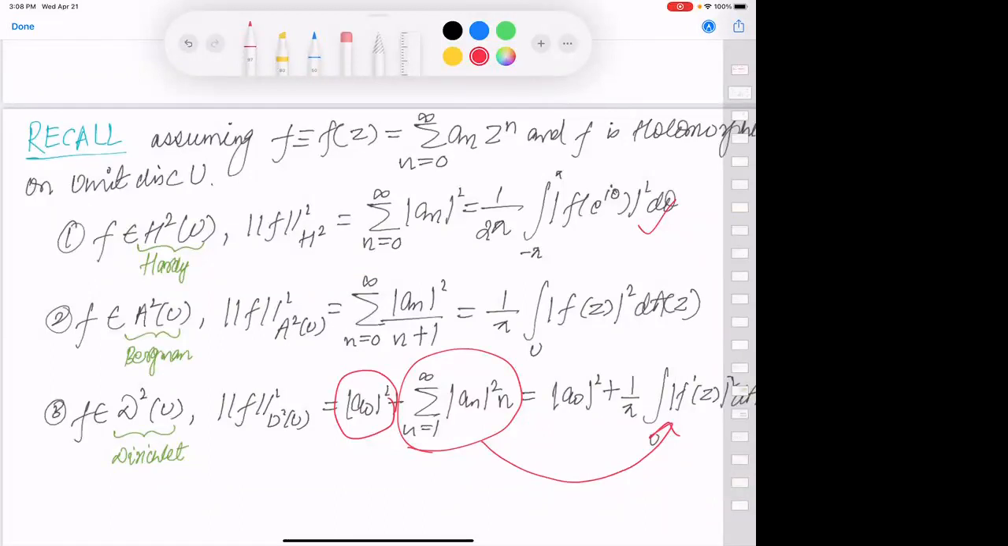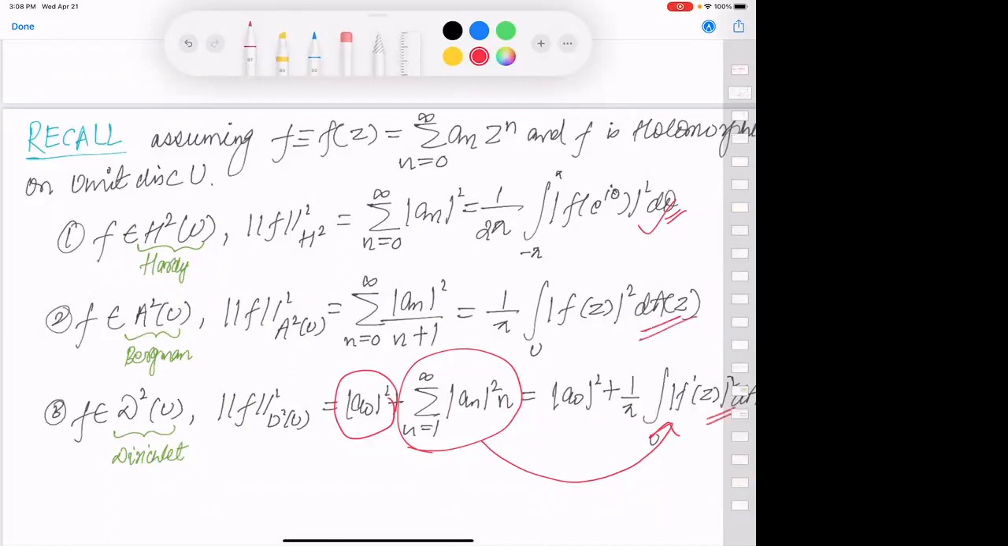So one more time, we have to be careful that in the Hardy space, when it is represented in the integral manner, we have d theta. It's just a linear measure, right? As compared to Bergman or Dirichlet, where we have area measure, right?